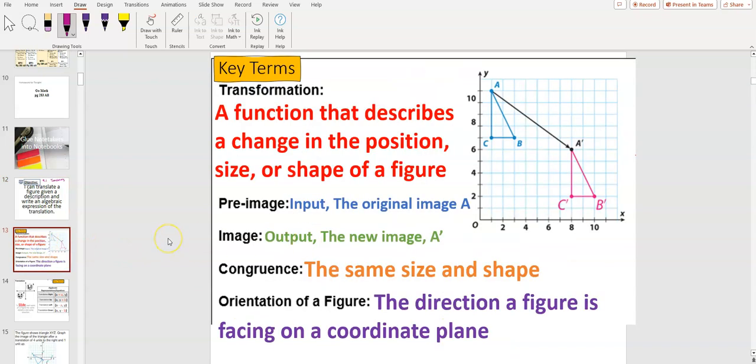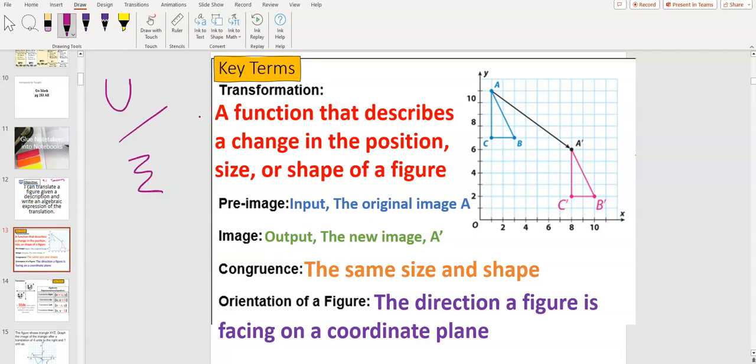So what even is a translation? Well, a translation is a type of transformation. So go ahead and write all of these colored words on your notes. You can go ahead and pause if you need to. It is a lot of words, but it's a lot of new information that we are learning and working with. A transformation is a type of function. So if you remember, we looked at functions.